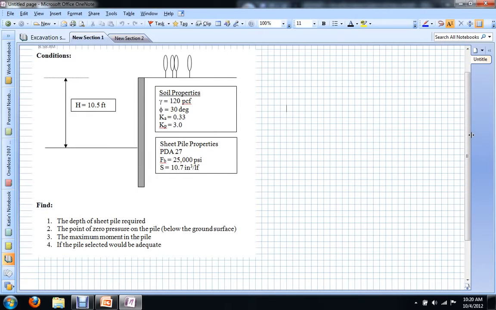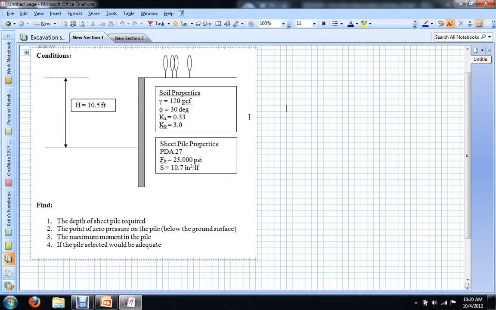Let's take a scenario here where we have a 10.5-foot excavation. We're going to excavate the soil on this side of a soil retaining wall, a cantilevered wall. We have a retained soil in the back here with some soil properties, including a unit weight and a friction angle, which are things that hopefully you've heard of before. We'll talk about what Ka and Kp are shortly.